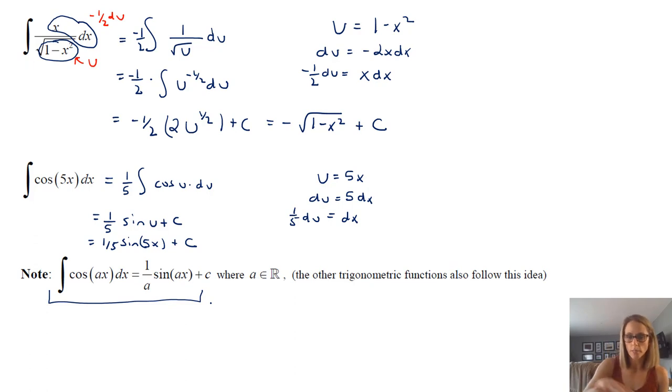And so notice it also says the other trigonometric functions also follow this idea. So the key thing is, if inside your trig function is just 5x, 3x, pi x, the antiderivative is a lot simpler than you might think, simply because of the idea of a basic substitution rule.